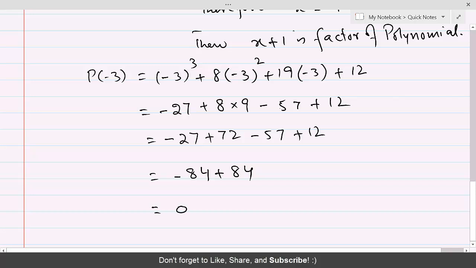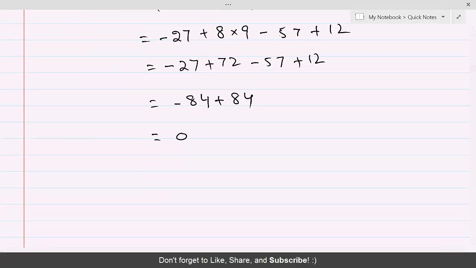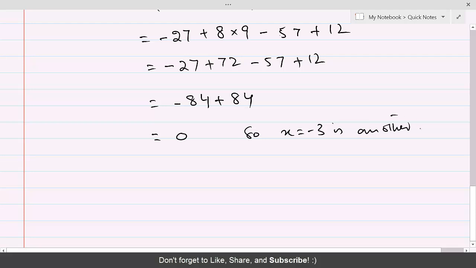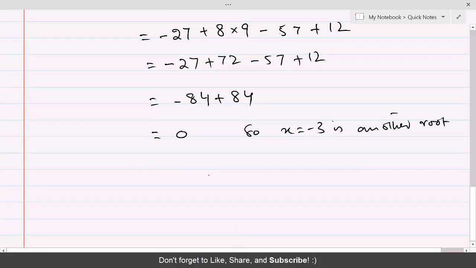And the answer is again equal to 0. So x equal to minus 3 is another root, and x plus 3 is a factor of p of x. So far we have found 2 factors.